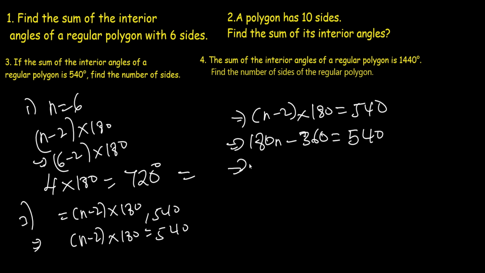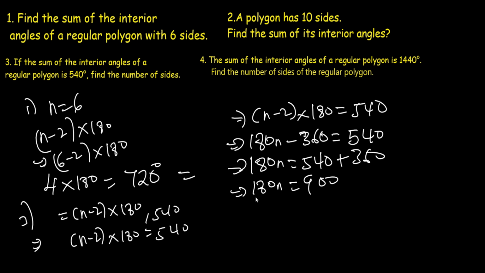Now we're looking for n, so let's keep 180n over here and send the 360 to where the 540 is. So we're going to have 180n is equal to 540 plus 360, which gives us 900. So we divide both sides by 180 and it's going to give us 5. Therefore, the number of sides is 5.